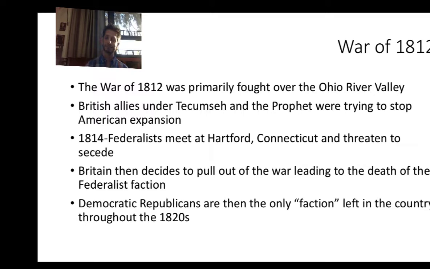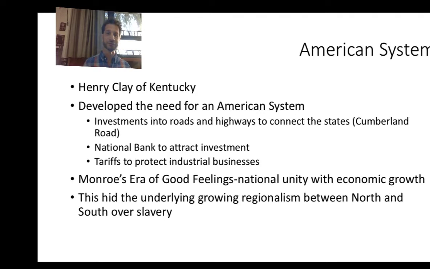So at that point, the only people who look like you're going to be faithful to are Democratic Republicans. And by the end of the War of 1812, they are the only faction left in the country throughout the 1820s. So in the 1820s, all we have are Democratic Republicans, and then one of them, a man named Henry Clay of Kentucky, develops this idea of an American system in which we will have investments into roads and highways, the primary example being a road called the Cumberland Highway, which connected up all the states.